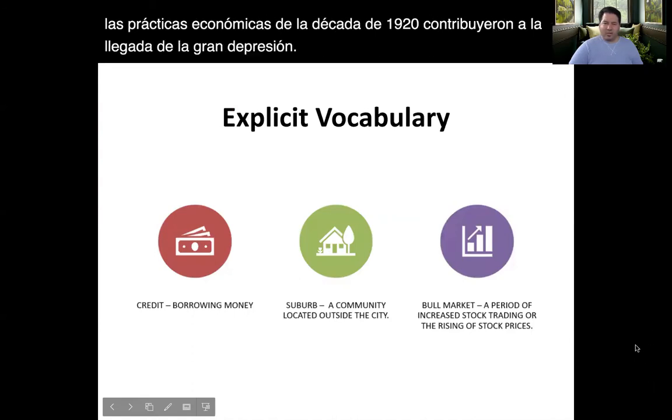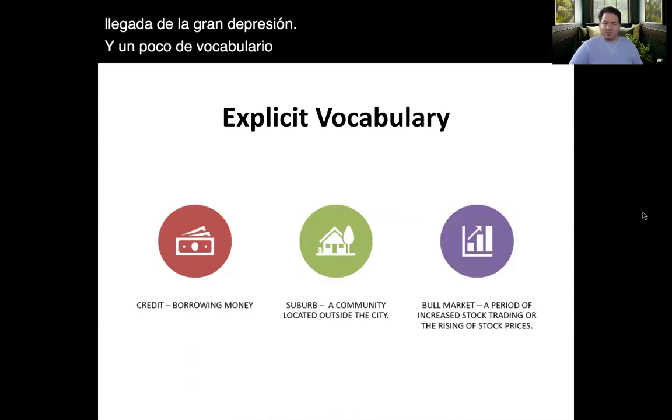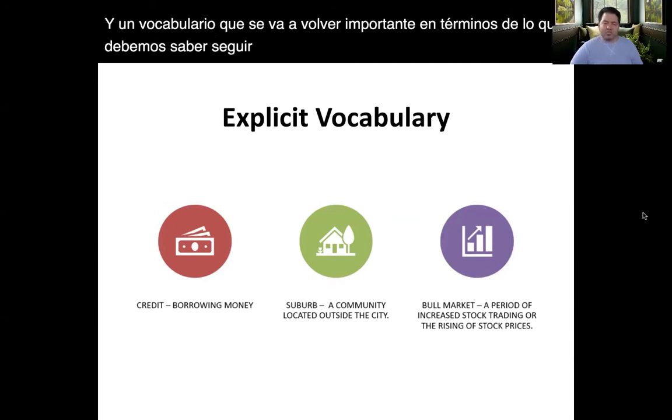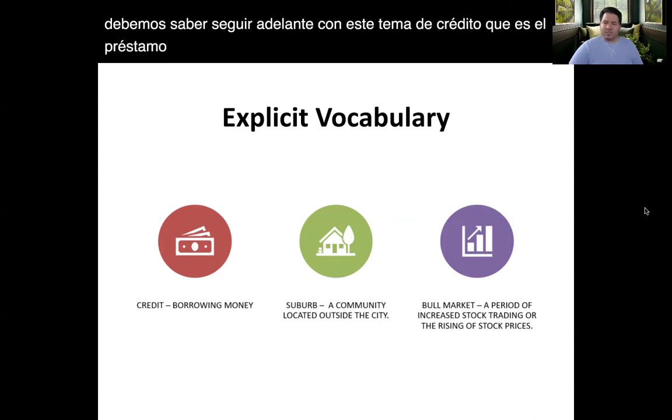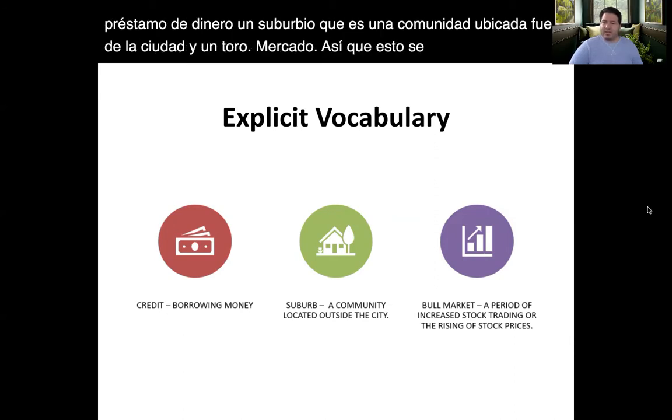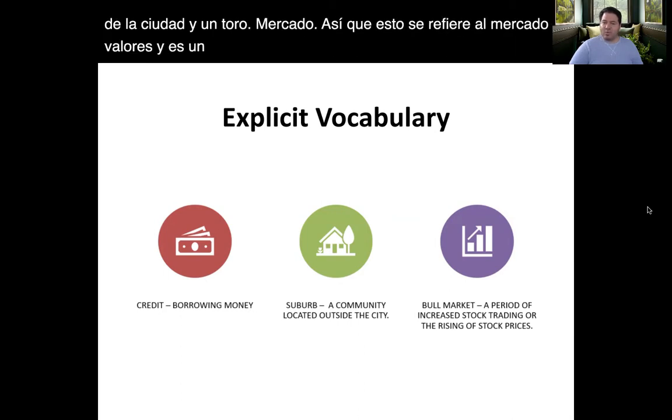And some vocabulary that's going to become important, some terms that we should know moving forward with this topic. Credit, which is the borrowing of money. A suburb, which is a community located outside of a city. And a bull market. So this is referring to the stock market, and it's a period of increased stock trading or the rising of stock prices.